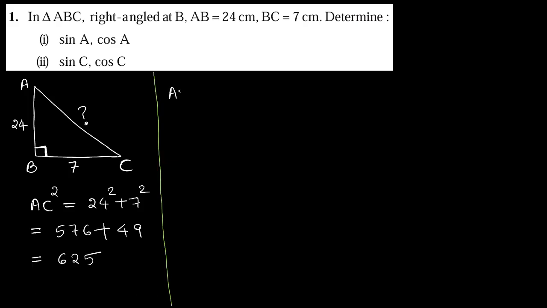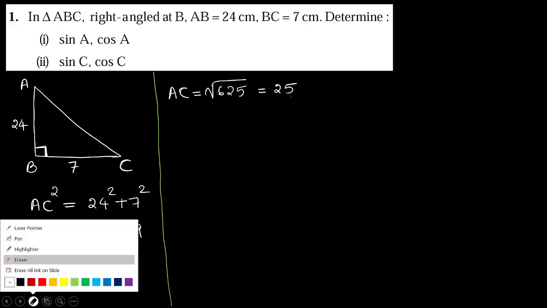AC square is 625, so AC will be the square root of 625. By trial and error, you are familiar with taking square roots. You can check 25 square will be 625. The number should be ending in 5, then only the square will be 625. So I got AC. Let me write AC in the diagram. 25.